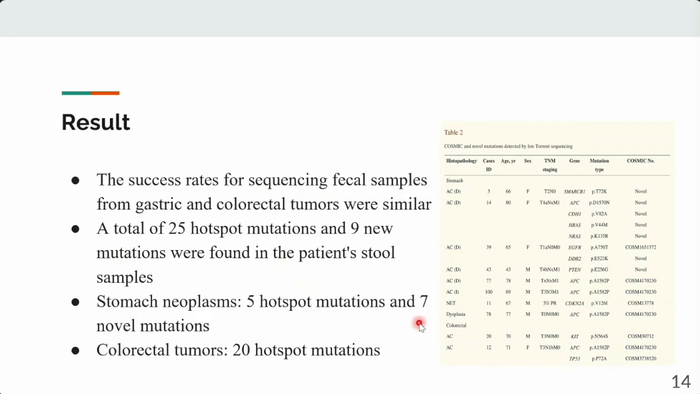For colorectal tumors, 20 hotspot mutations were found in genes like AKT1, APC, and TP53, with APC being the most frequently mutated. The table to the right lists some COSMIC and novel mutations detected by Ion Torrent sequencing, as mentioned in the paper.